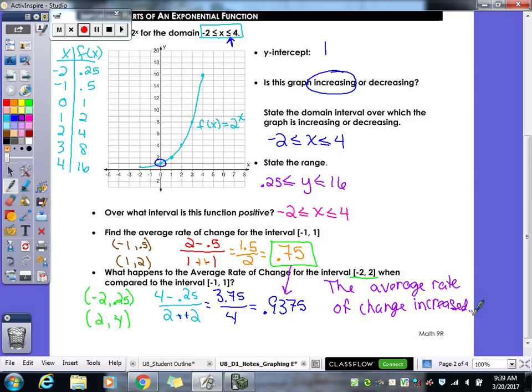Which is what I was talking about on the front with your exponential functions. Your average rate of change is never going to be the same no matter where you figure it out from. Because this was an increasing graph, your average rate of change is going to increase as you make that interval wider that you're looking at. If it were a decreasing graph as you make your interval wider, what do you think would happen? It would decrease. Your average rate of change would decrease each time.